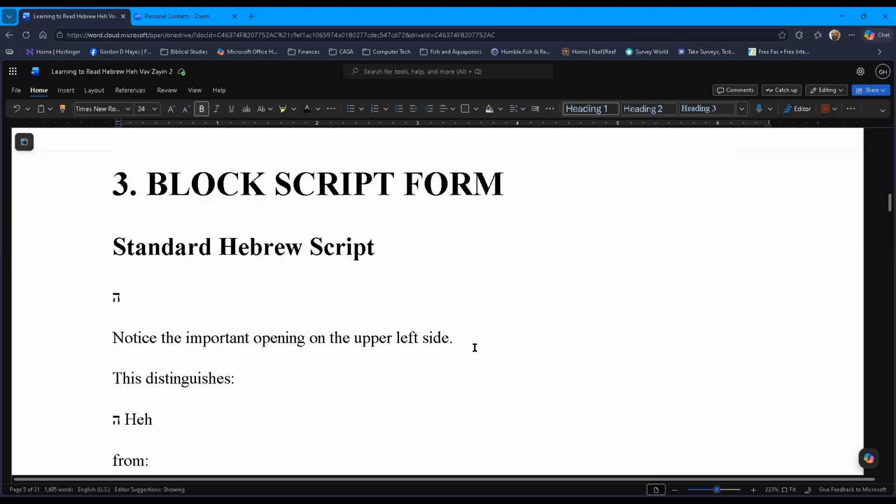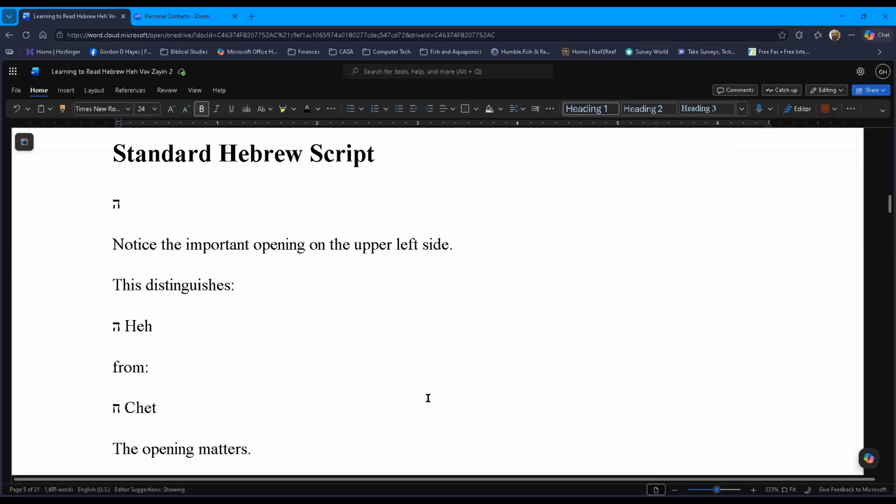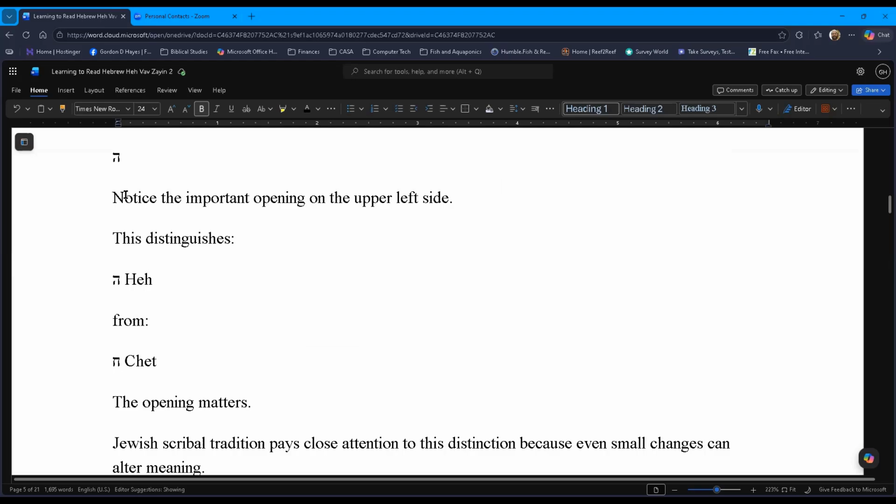Like I say, the great thing about the internet is there's so much information out there. The bad thing about the internet is there's so much information out there, and we have to weed ourselves through it. So this form here distinguishes it from the letter chet. We can notice the distinction right there. The opening matters.